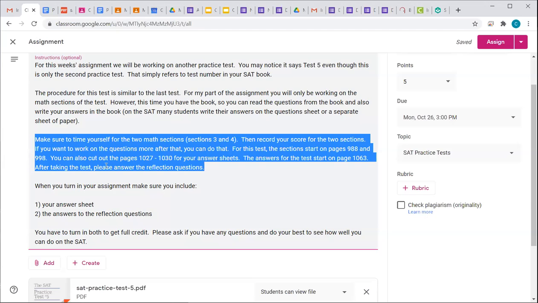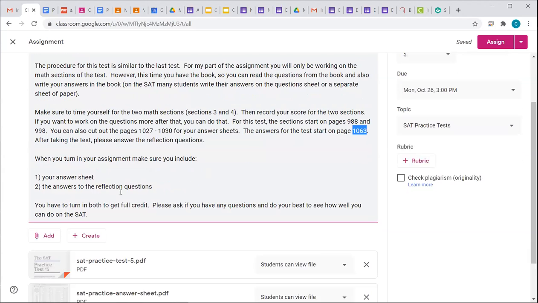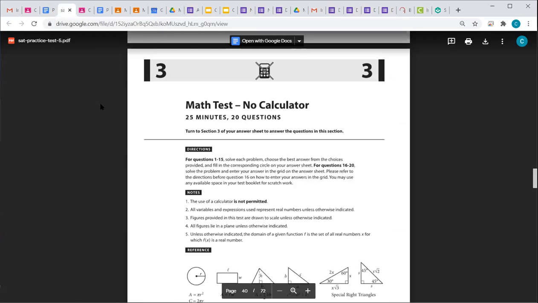Now the answer sheet, there's several ways you could answer it. You could print it out. You could cut out these 2 pages or maybe even leave them in the book, but it's on 1027 to 1030. You could also answer on a separate sheet of paper and just take a picture and upload it. Now the answer sheet I did not attach since you have your books now, so the answers start on page 1063 in your book. So when you take the test, I'm going to just refer to over here.